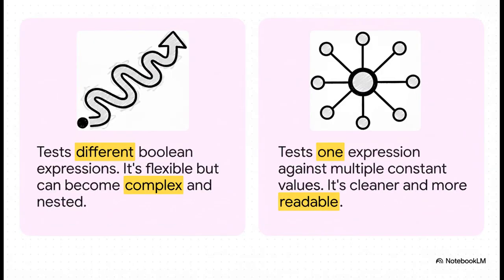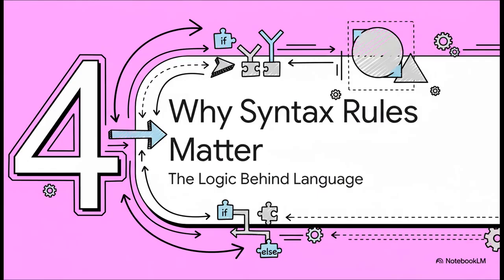So if we put them side by side, you can really see the difference. The if-else-if ladder is like a Swiss Army knife. It's super flexible because every condition can be totally different. The switch statement is more like a specialized tool. It's incredibly clean and clear, but it's designed for one specific job, testing a single value against a bunch of options.